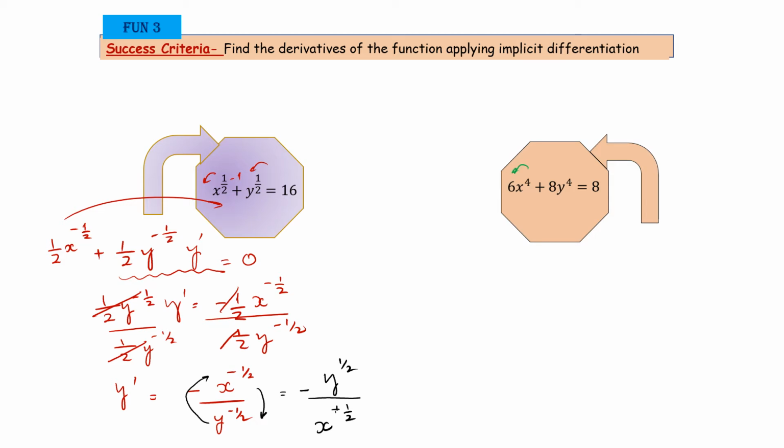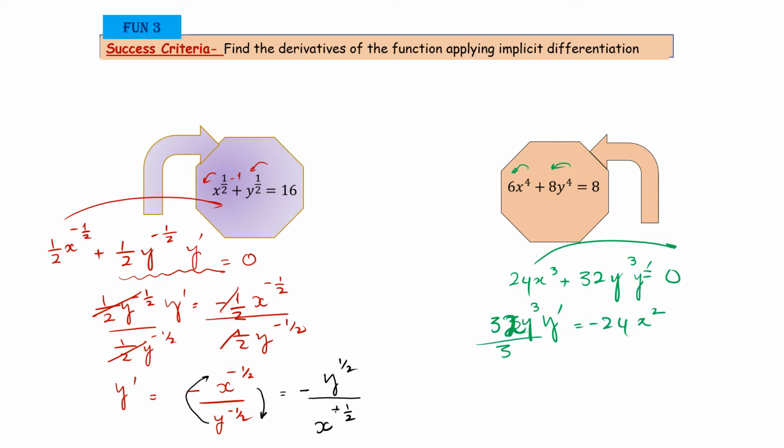6x to the power 4 will give you 24x cubed, plus 4 times 8 gives you 32y to the power 3 equals 0, but don't forget to write the y prime when you apply the power rule while differentiating the y. Okay, so keep the 32y cubed y prime on the left hand side, shift 24x cubed to the other side, and you will get negative 24x cubed.